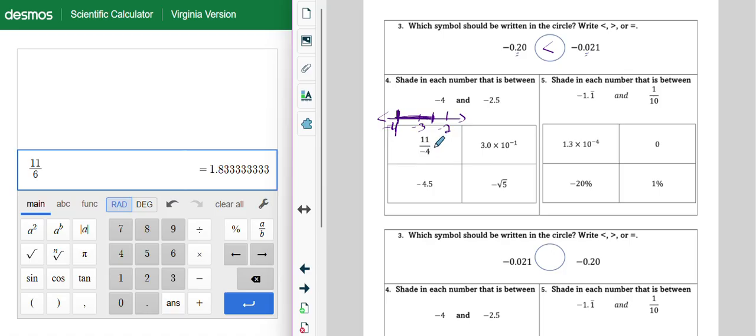The first decimal is negative 2.75. So negative 2.5 is here. Negative 2.75 is a bigger negative, making it a smaller number. That would be just to the left. That is a good option.